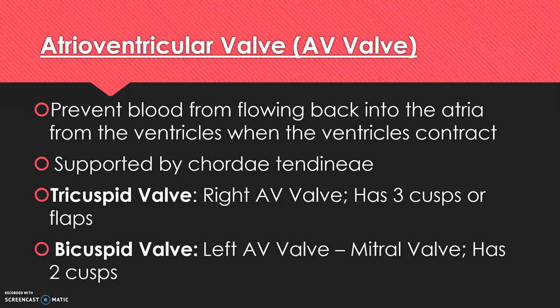The tricuspid valve is the right AV valve, and this is going to lie between the right atrium and the right ventricle. Now, it's called tricuspid because it has three cusps or flaps. The bicuspid valve only has two cusps, and this is going to lie between the left atrium and the left ventricle. This is often called the left AV valve or the mitral valve. And when closing, the mitral valve closes very slightly before the tricuspid valve.